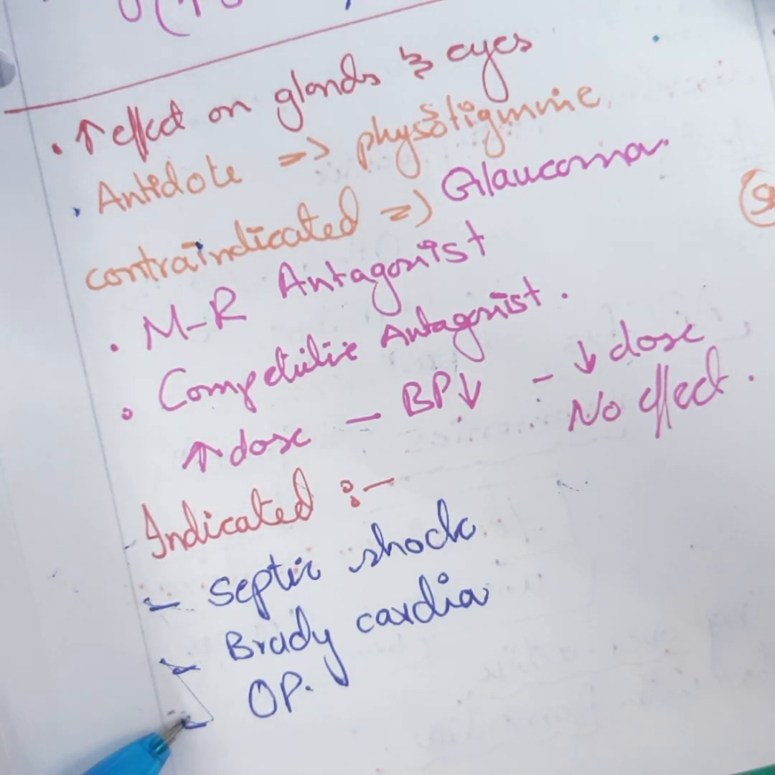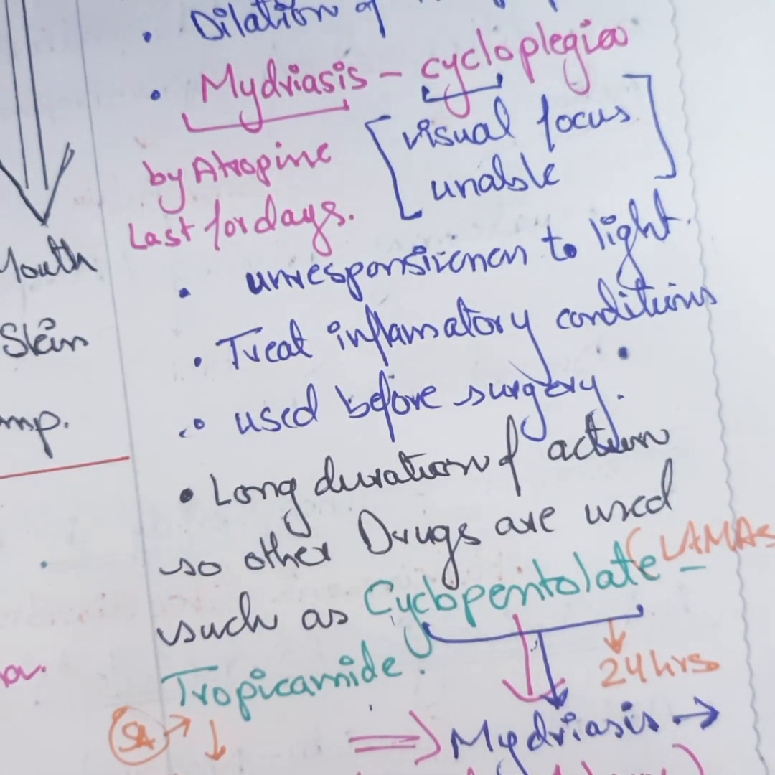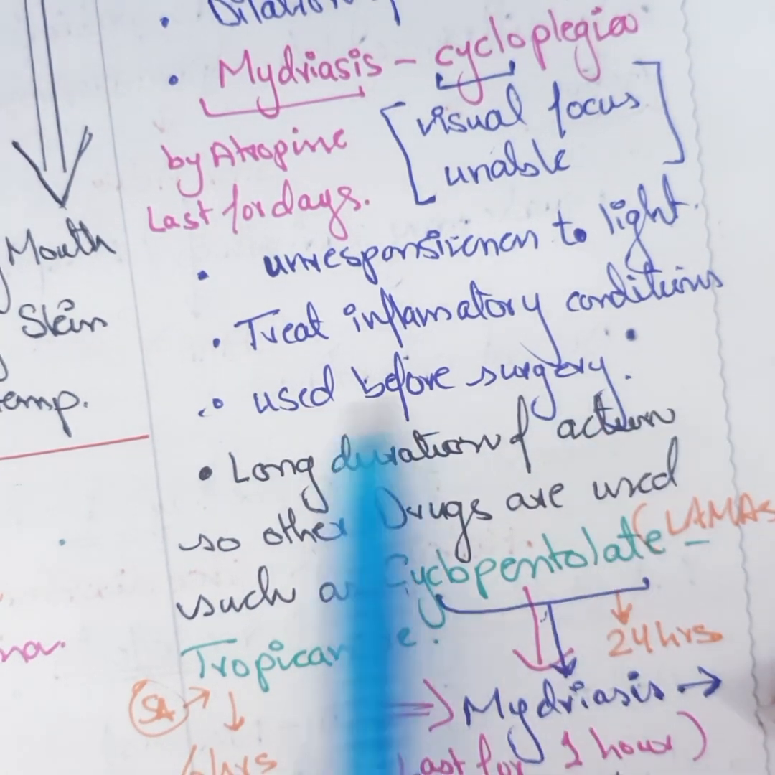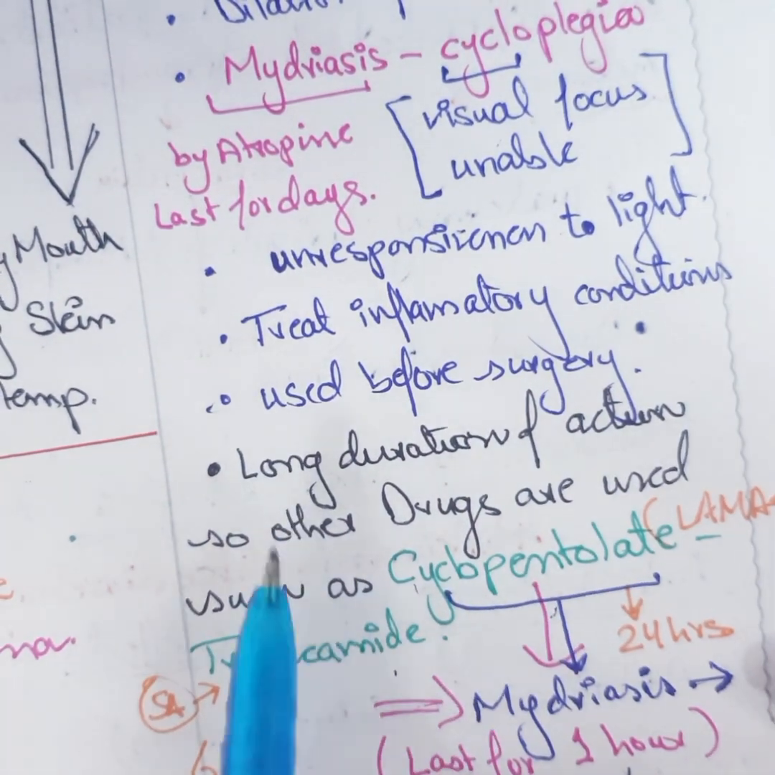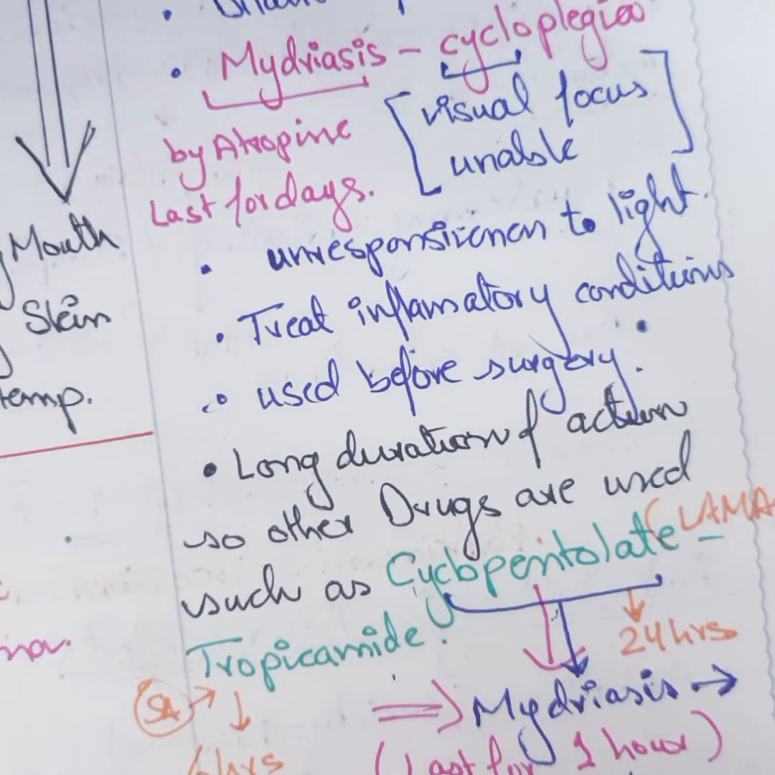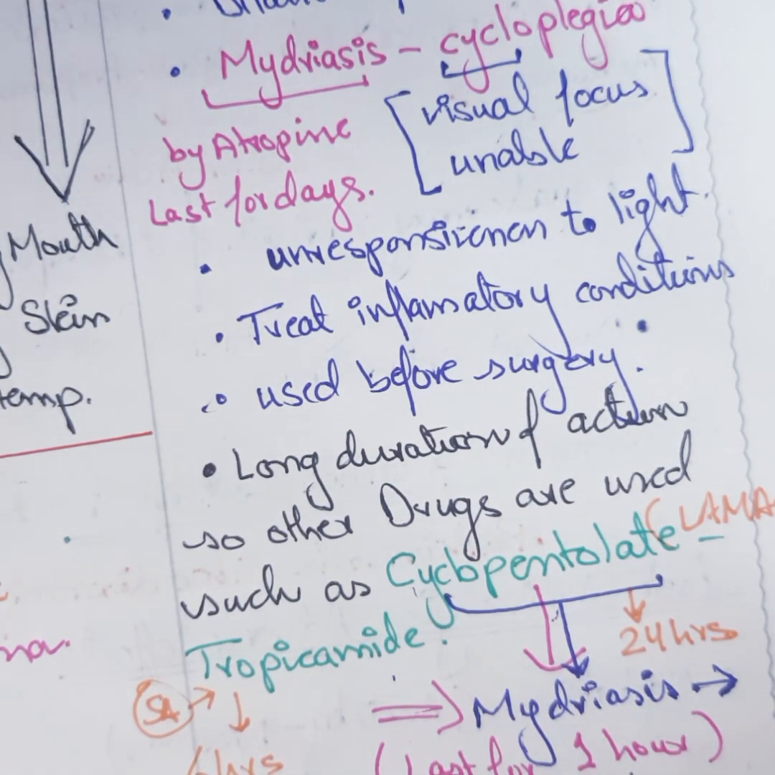I forgot almost. Yeah, so where were we? We were describing the clinical uses of atropine in ophthalmology. This also treats inflammatory conditions. This can be used before the surgery because it has longer duration of action, so other drugs are used in place of the atropine these days.